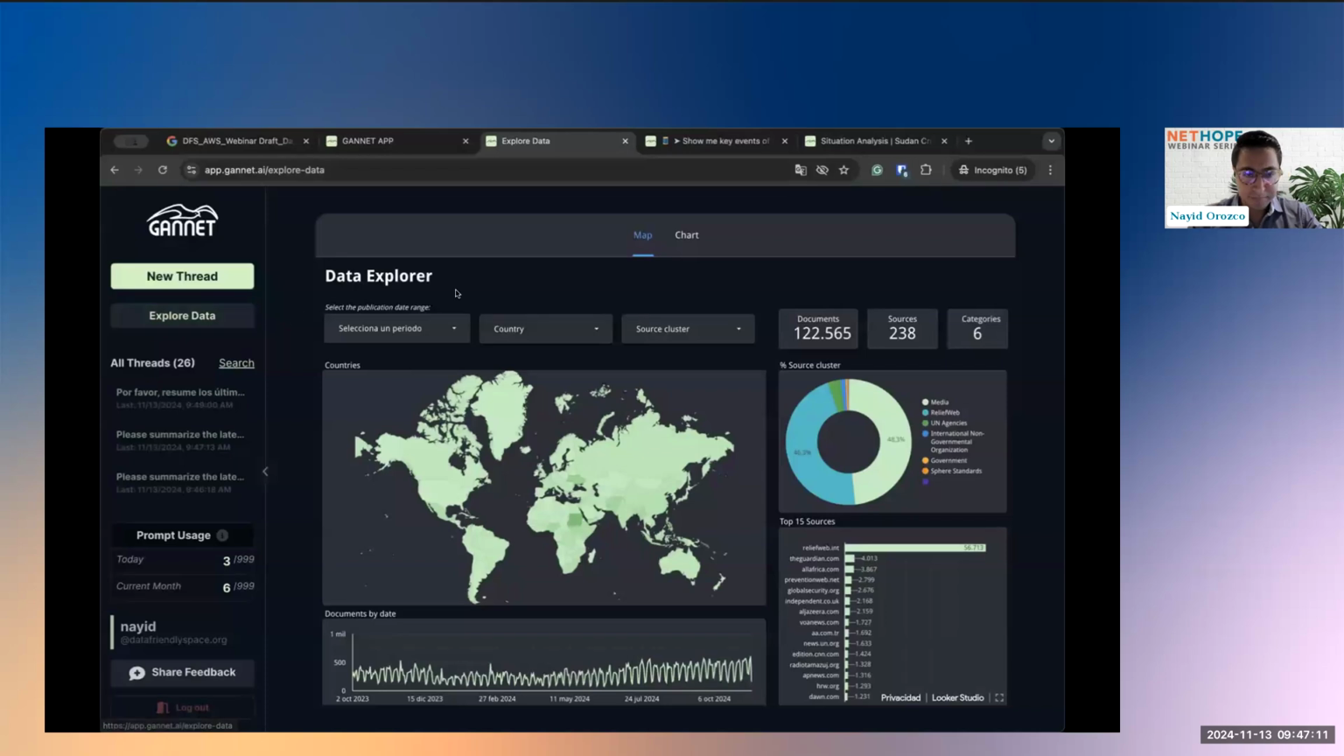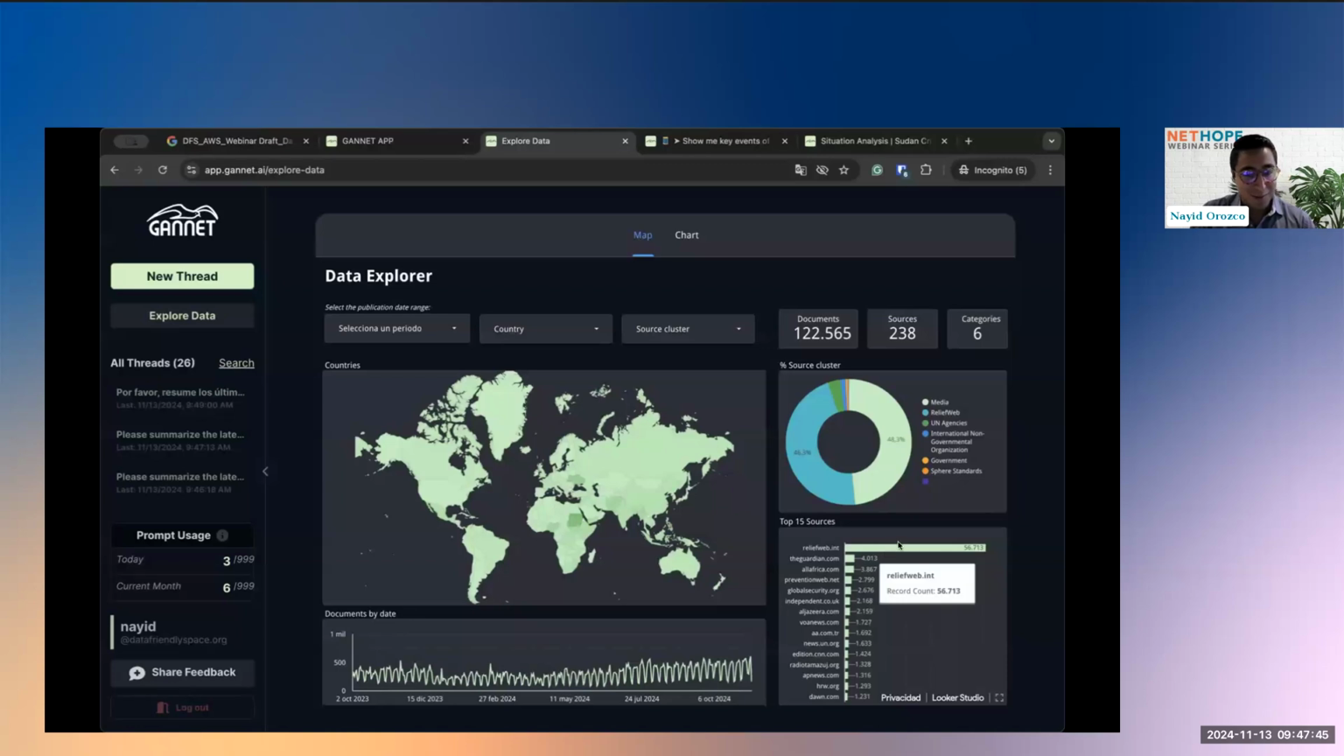Once you click on explore data, you will be redirected to this dashboard, which briefly summarizes or consolidates the information that is behind GANNET today. So you can see that we have, as of today, and starting from October last year, which is the first day that we started bringing information from some trusted sources, already collected and processed more than 100,000 documents from more than 200 different sources.